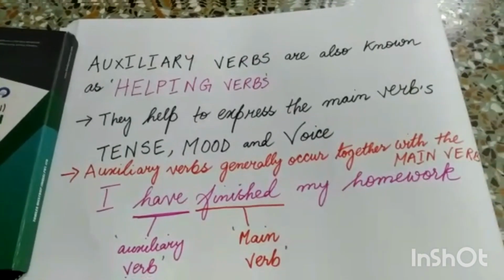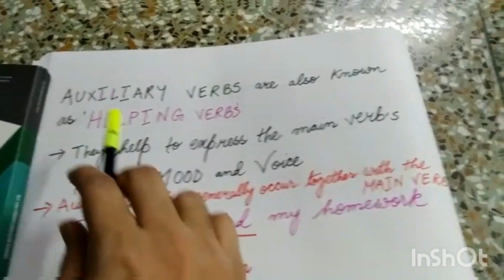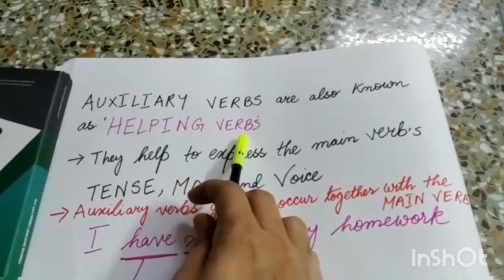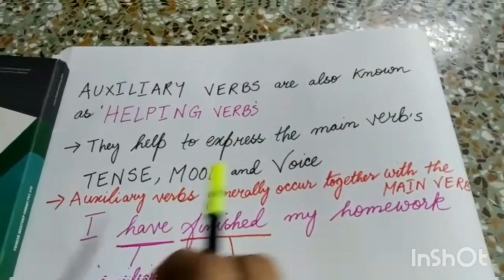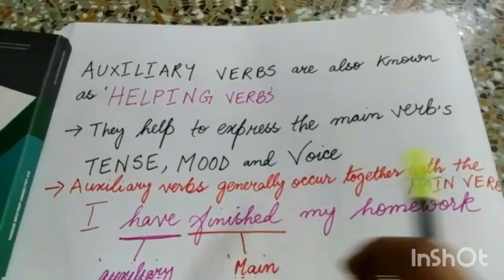So today I am going to discuss auxiliary verbs. So what are auxiliary verbs? Auxiliary verbs are also known as helping verbs. They help to express the main verb's tense, mood and voice. Auxiliary verbs generally occur together with the main verb.